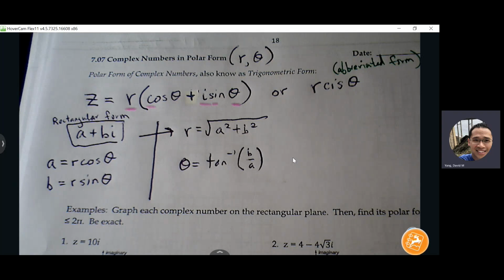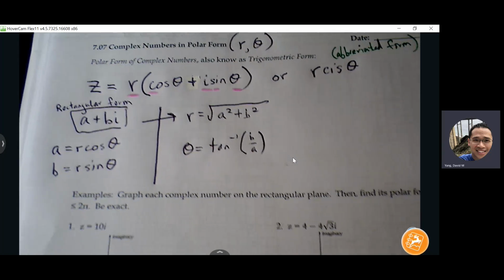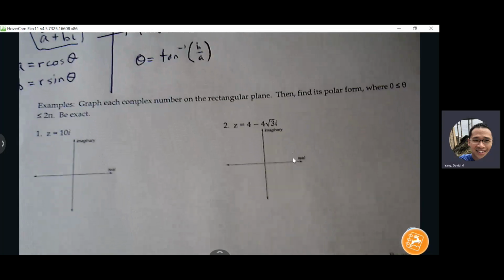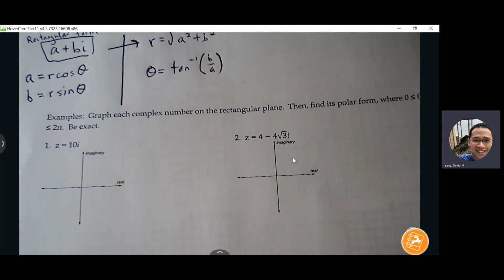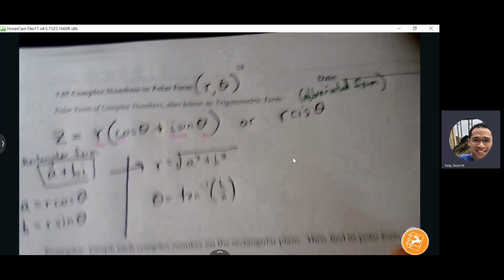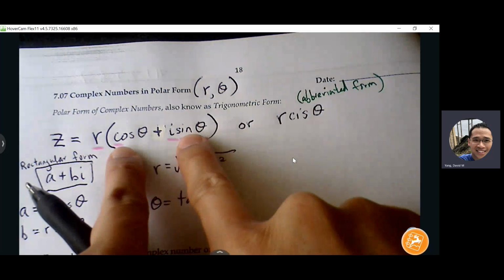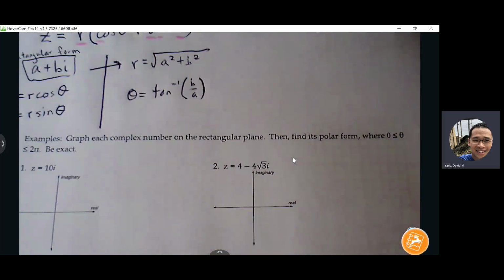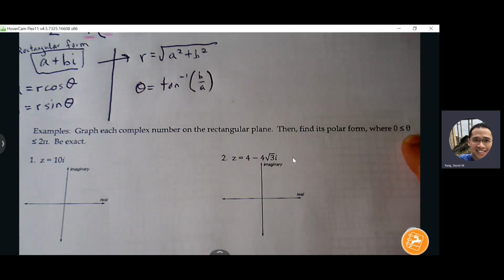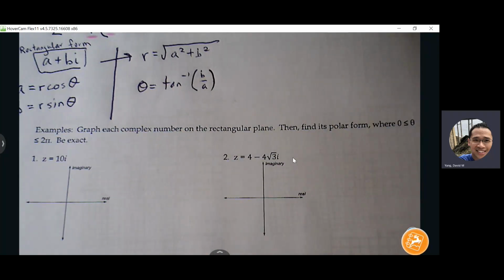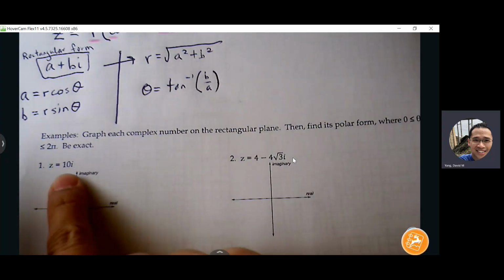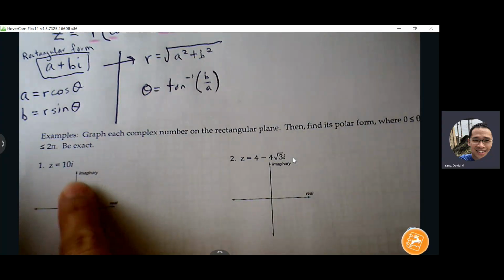Okay, let's do a few examples of what this looks like. Graph each complex number on the rectangular plane, then find its polar form. So we're going to find R and theta and just put it into this form, where theta is between 0 and 2 pi. So everything's going to be in terms of radians here. So let's do this: 0, 10i.